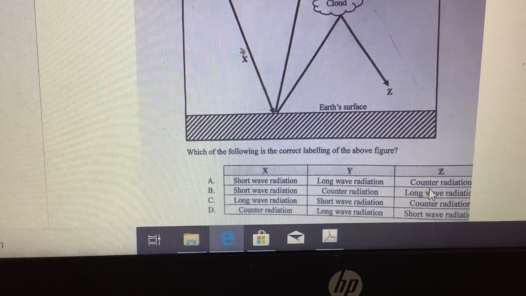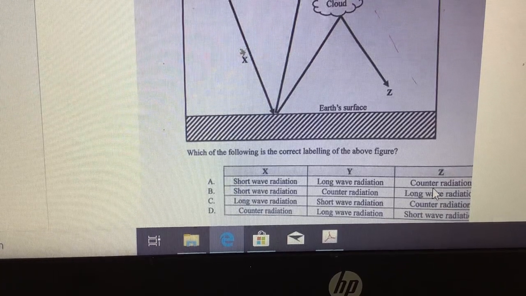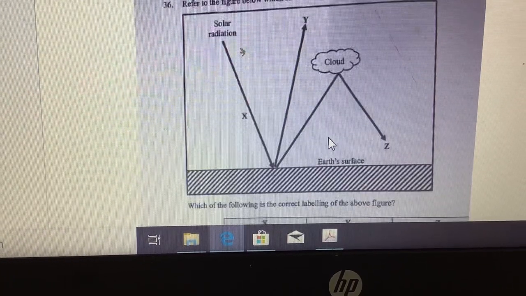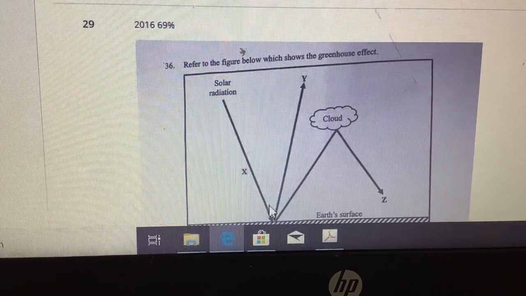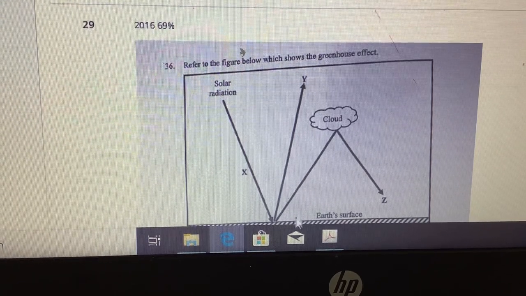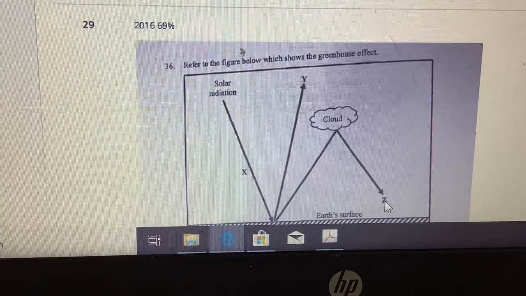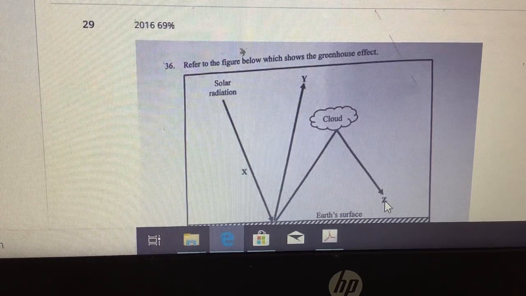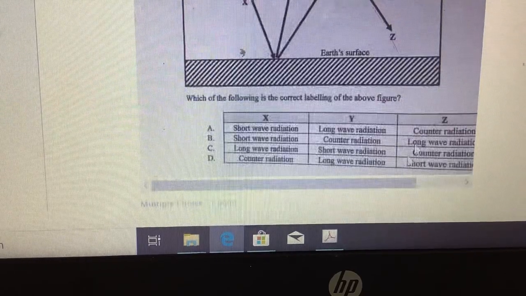Start with EZ, also a lot faster, because EZ also has two. Okay, sorry about that. But A is correct, because this one is not really difficult. Bear in mind, this one is short wave radiation, this one is long wave radiation. And then the clouds radiate back to the Earth. It's called counter radiation. Okay, so, like this.